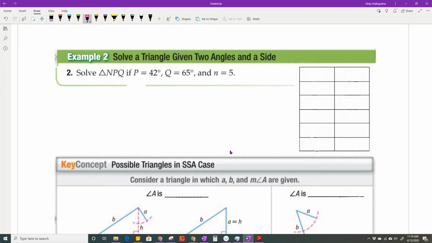Okay, so solve a triangle given two angles and a side. So I have triangle NPQ. If P is 42 degrees, Q is 65 degrees, and n is 5.